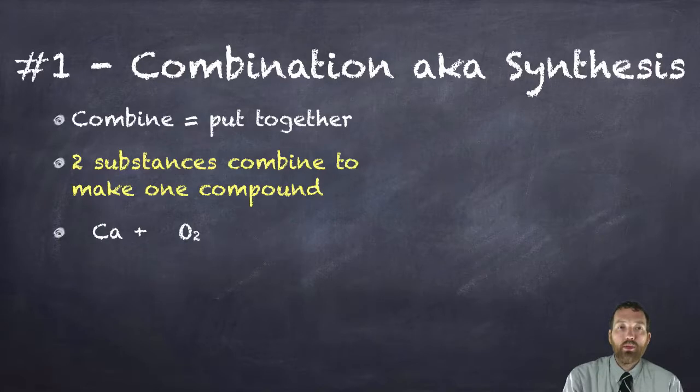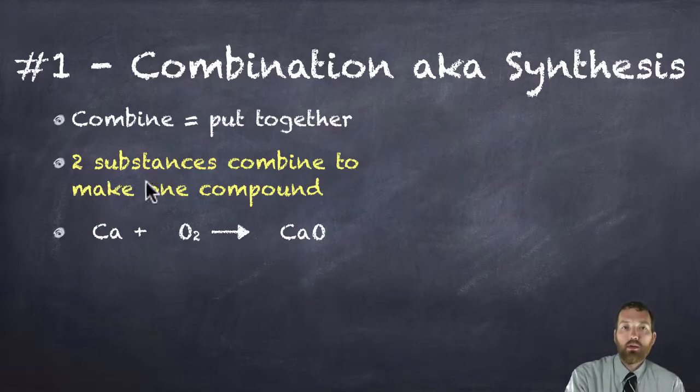So here's an example, calcium plus oxygen. So a combination is always an element plus another element. In this case, it's a diatomic element. It's a pretty small one. So calcium plus oxygen is going to make calcium oxide. You just smush the two together. You combine the calcium with the oxygen.